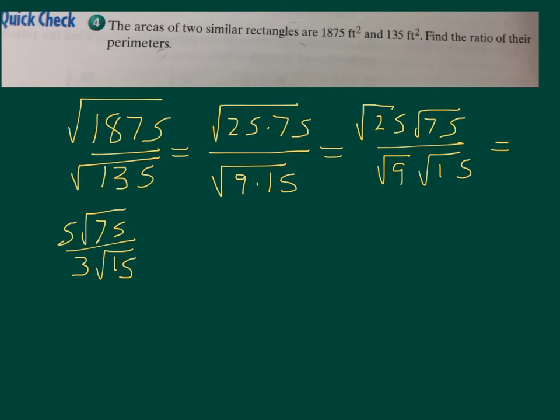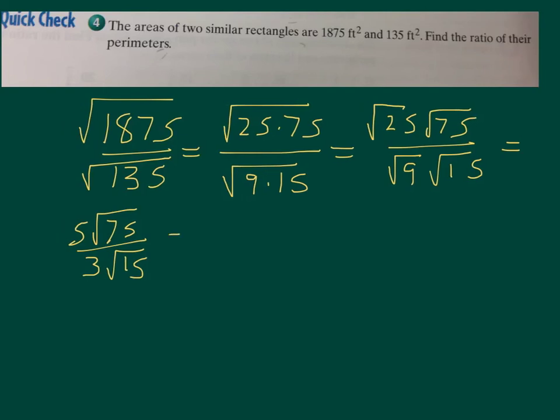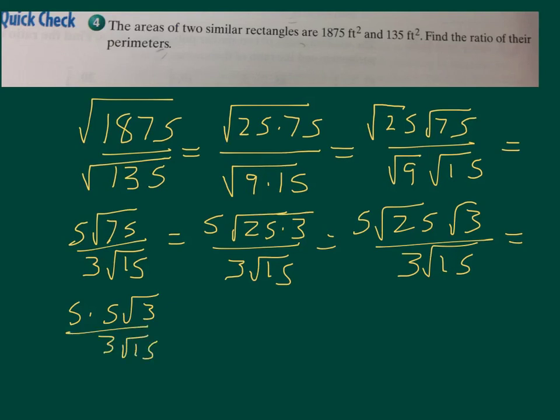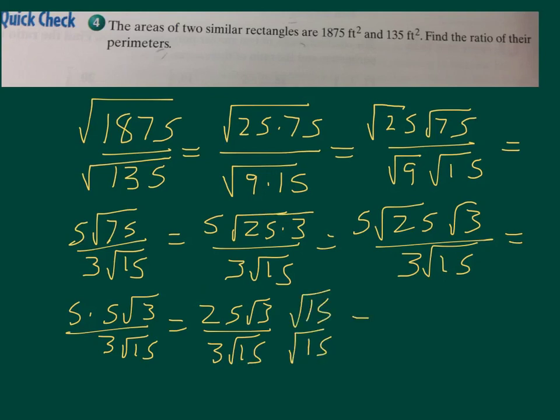Now let's try to simplify the top a little more. It's going to be the same as 5 times the square root of 25 times 3 over 3 times the square root of 15, which gives us 5 times the square root of 25 times the square root of 3 over 3 times the square root of 15, which gives us 5 times 5 times the square root of 3 all over 3 times the square root of 15. So that is 25 times the square root of 3 all over 3 times the square root of 15. Now we've got to multiply the top and the bottom by the square root of 15 over the square root of 15.